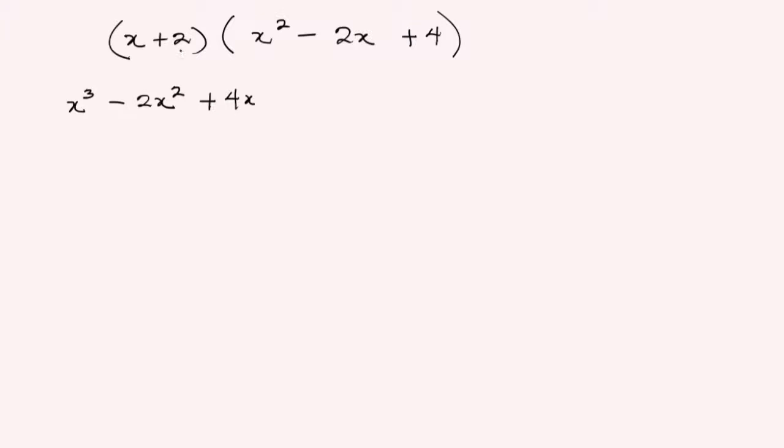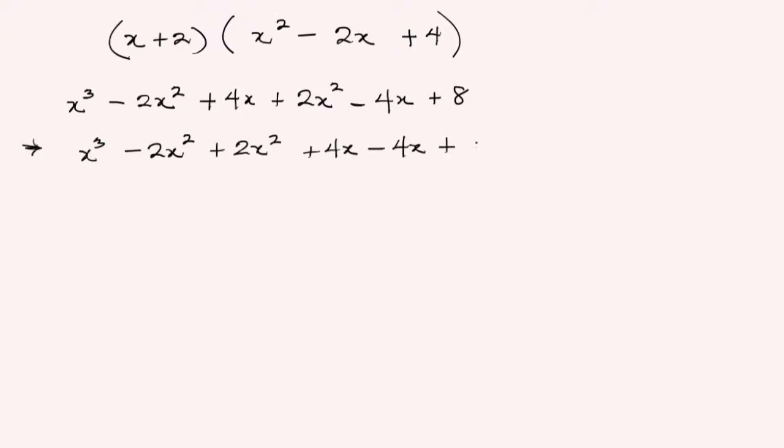And then we move to the second term. 2 multiplied by x squared is equal to plus 2x squared. 2 multiplied by minus 2x is equal to minus 4x. And 2 multiplied by 4 is equal to plus 8. Now we can group like terms here such that this is equal to x cubed minus 2x squared plus 2x squared, and we have plus 4x, we have minus 4x, and then 8.